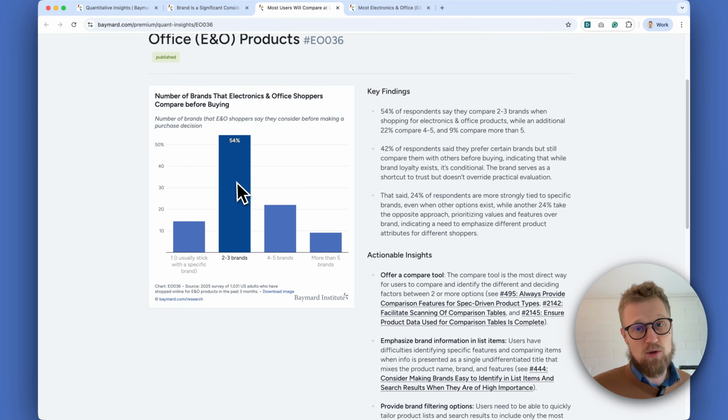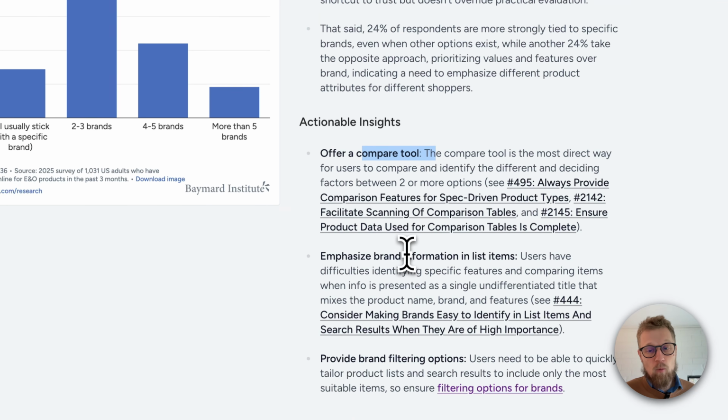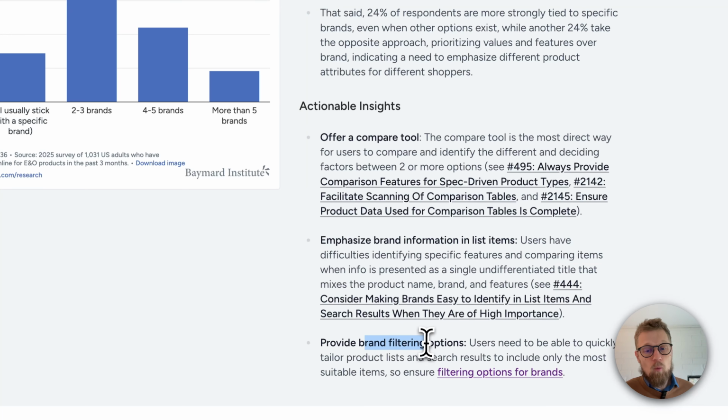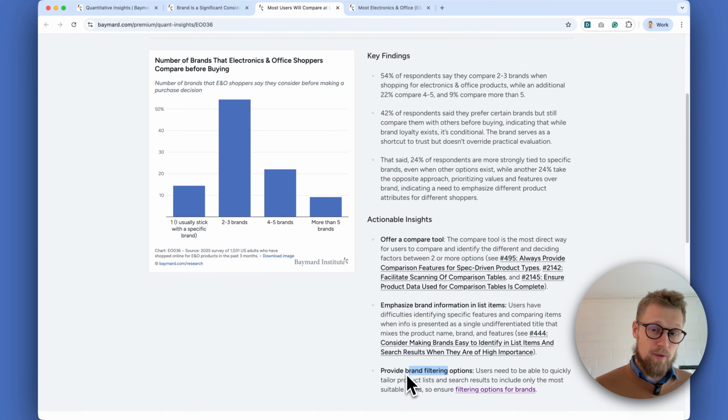So from this, it's obviously clear, with this particular insight, that a significant portion of users will actually look at multiple brands when looking at electronic products. That means features like comparison tools, what information you include on your product listing pages, and what type of brand filter options you have become very important. These are areas that Baymard already has a lot of existing qualitative research insights on. So this is our UX guidelines.